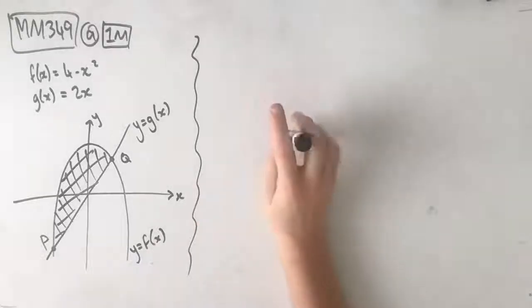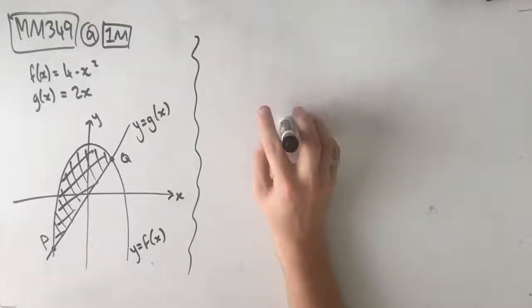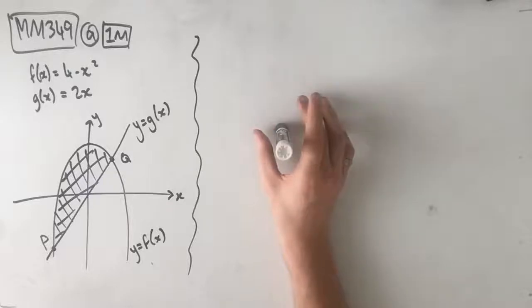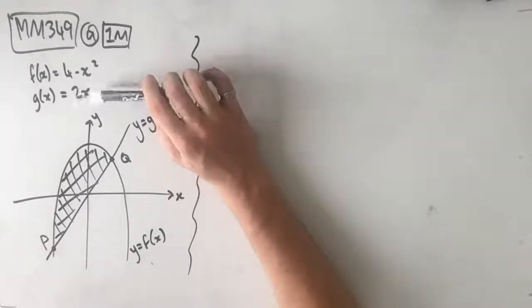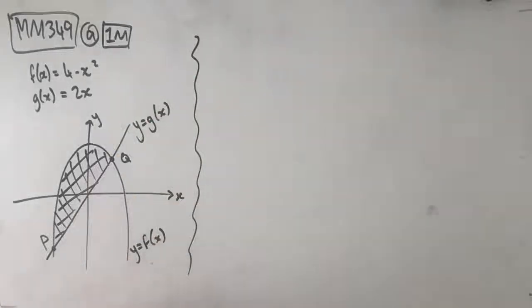Hey guys, welcome to question MM349 of the Maths Methods Fortify study guide. This question gives us two graphs, f of x equals 4 take x squared and g of x equals 2x. They're shown on the diagram below.